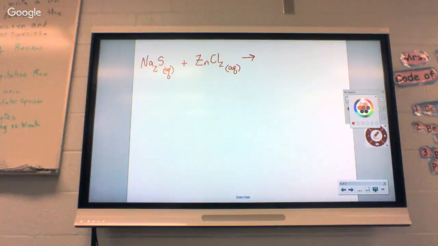Alright, we have states. Remember, find the states too, not just the double displacement. Read your solubility rules. I know you can do the double displacement to this point. That's the new piece.